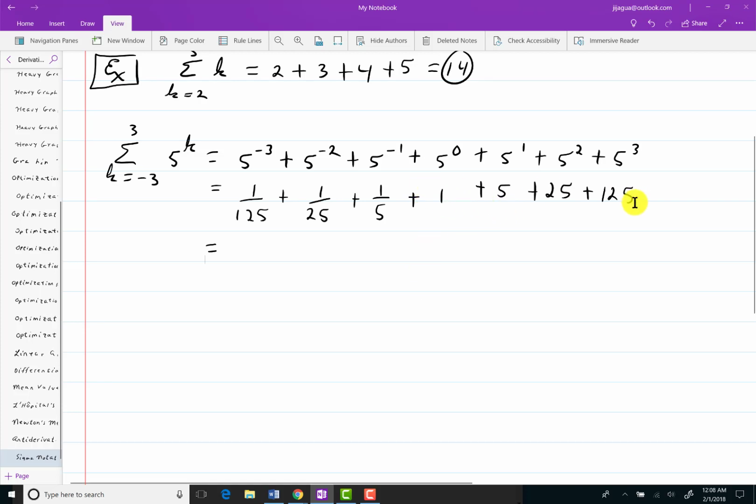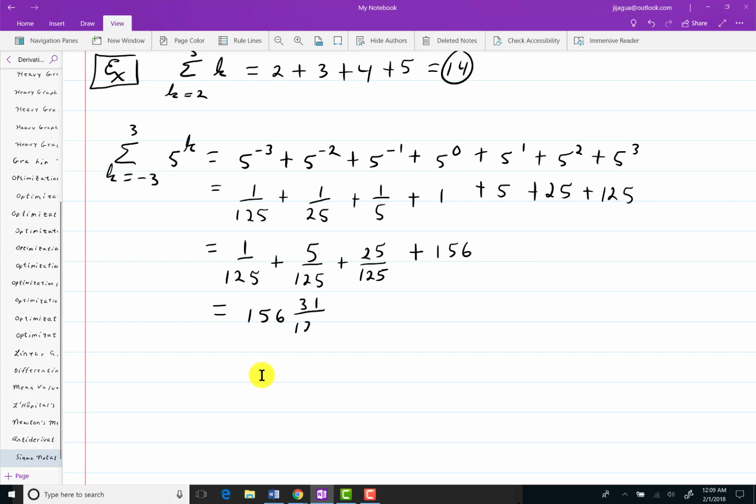So let me add the whole numbers together and let me add the fractions together. The whole numbers add up to 156. And to add these fractions together, I'll need to get a common denominator. So I'll use 125 as the common denominator. Then if I add them together, I get 25 plus 5 is 30, 31. So I could write my answer as 156 and 31 over 125.